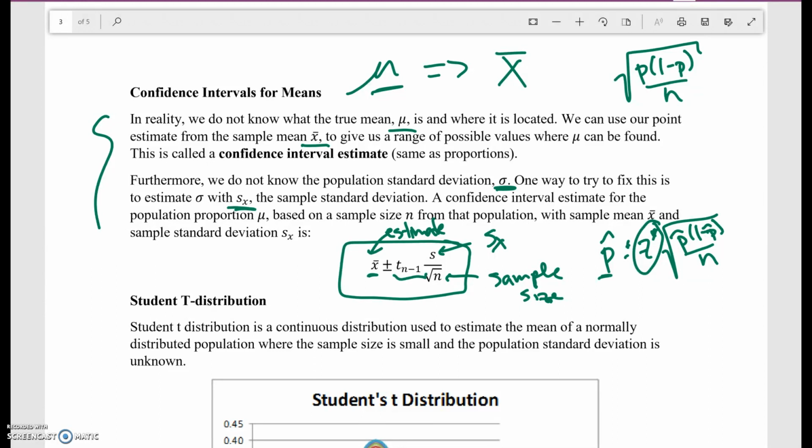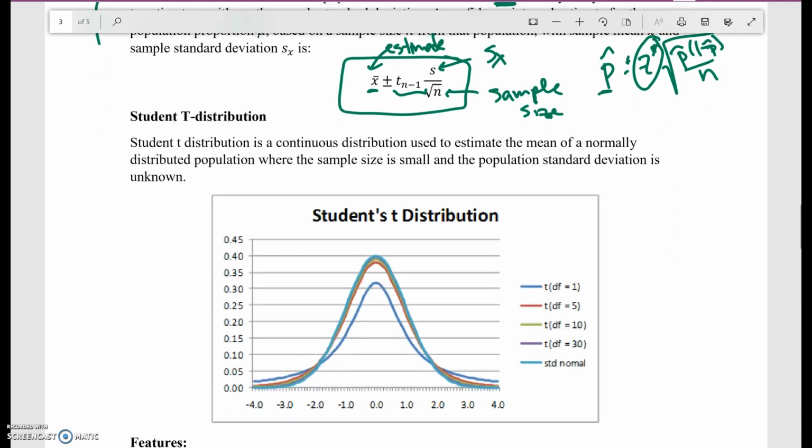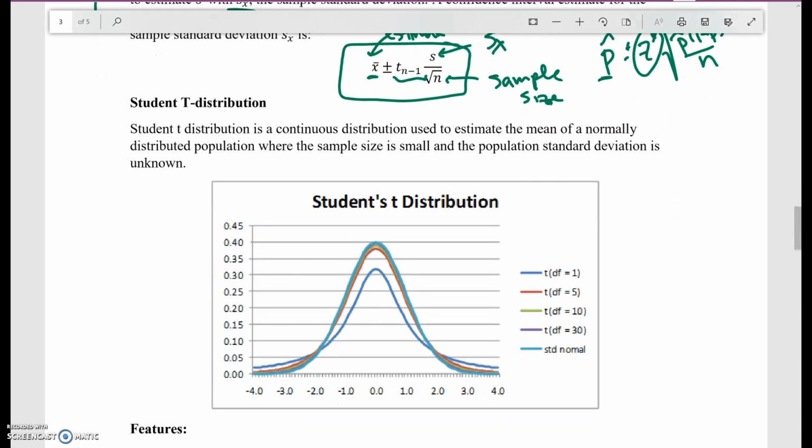Now, this t is going to be a completely new distribution. So let me explain to you, before we use this formula, what that distribution is. This is what we call the student t distribution. The student t distribution is a continuous distribution used to estimate the mean of a normally distributed population where the sample size is small and the population standard deviation is unknown. Because I didn't know what the population standard deviation sigma was, and I estimated it with s sub x, I can no longer assume that everything's going to be normal. Now it's going to follow a completely different distribution called student t.